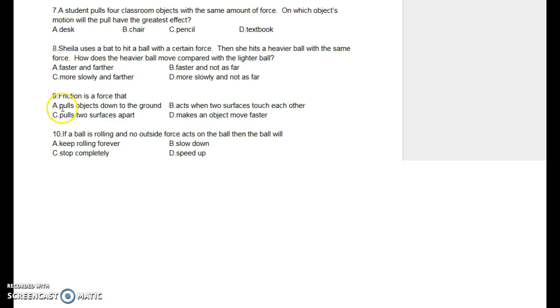Number 9. Friction is a force that pulls objects down to the ground, acts when 2 surfaces touch each other, pulls 2 surfaces apart, makes an object move faster. Number 10. If a ball is rolling and no outside force acts on the ball, then the ball will keep rolling forever, slow down, stop completely, speed up.